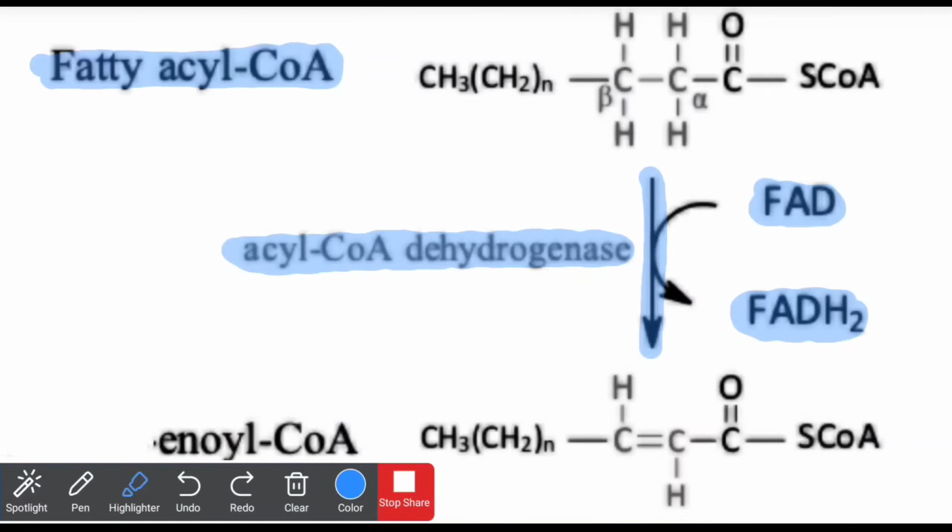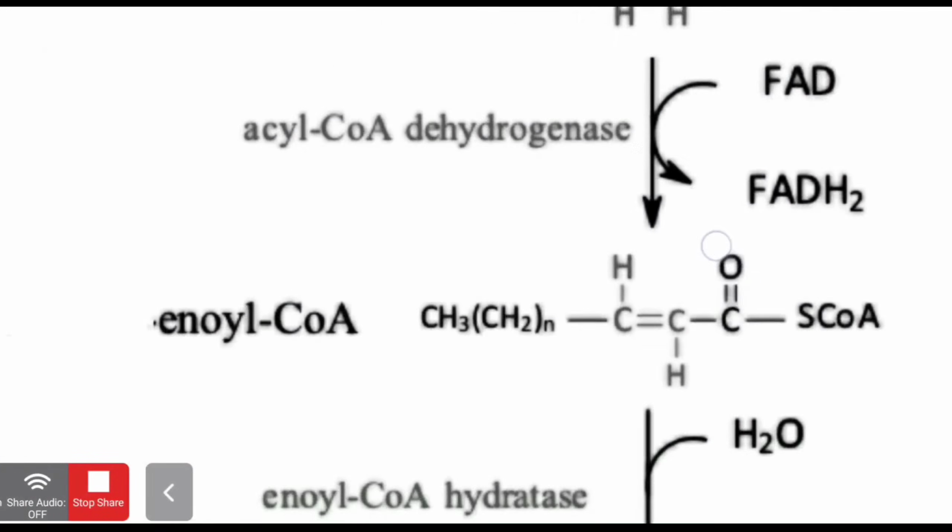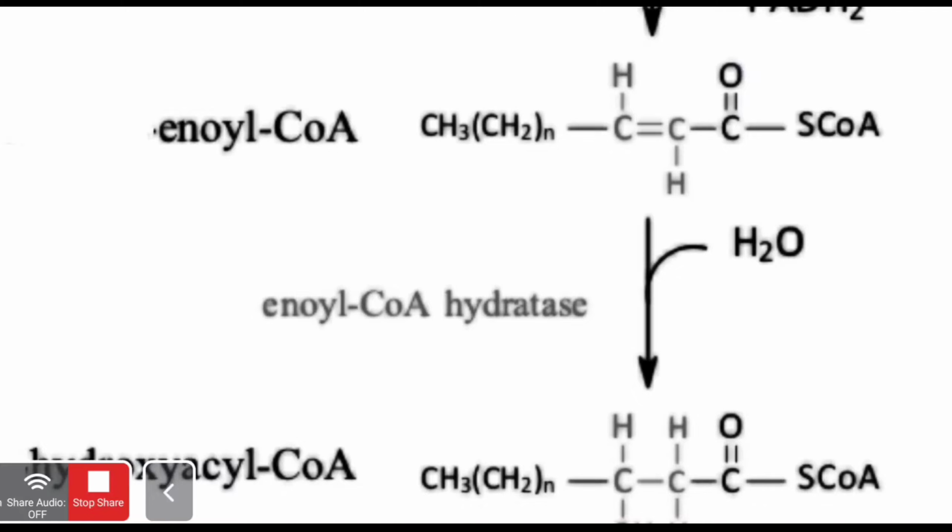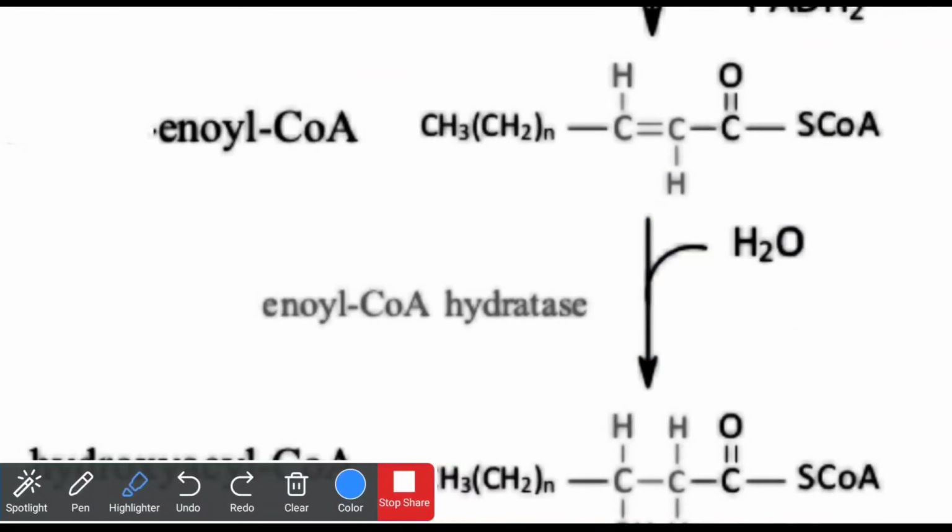Now, in the second molecule here, we have enoyl coenzyme A, or rather this is called unsaturated acyl coenzyme A. You will observe the double bond here. Now, this unsaturated acyl coenzyme A molecule is unstable.